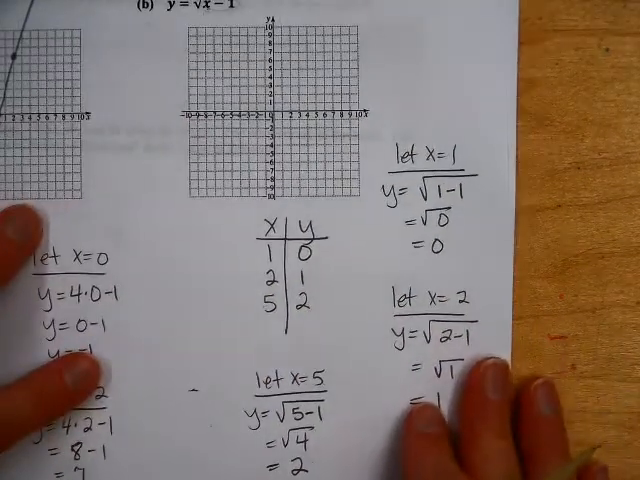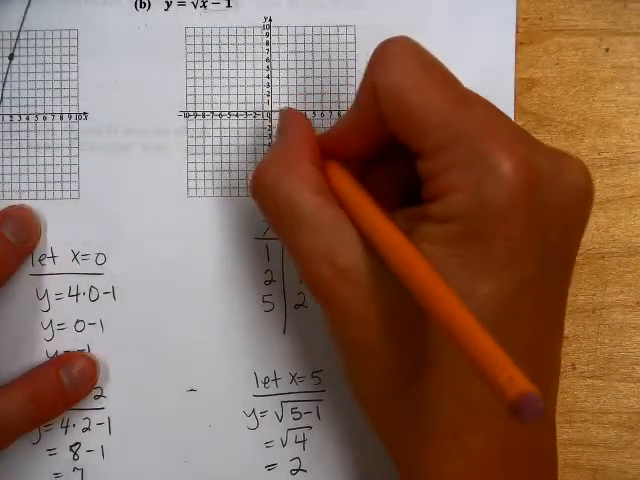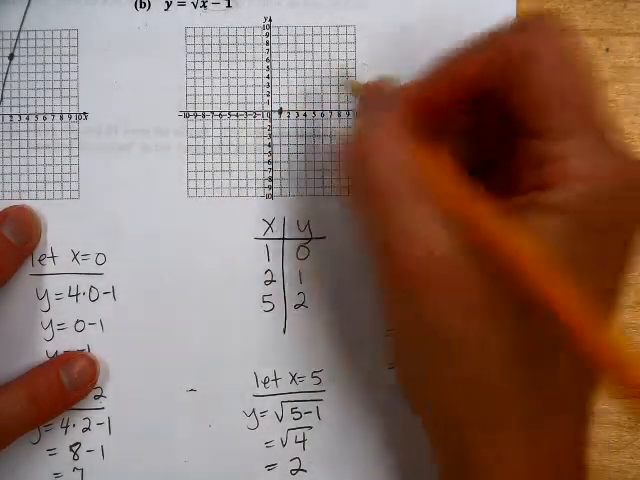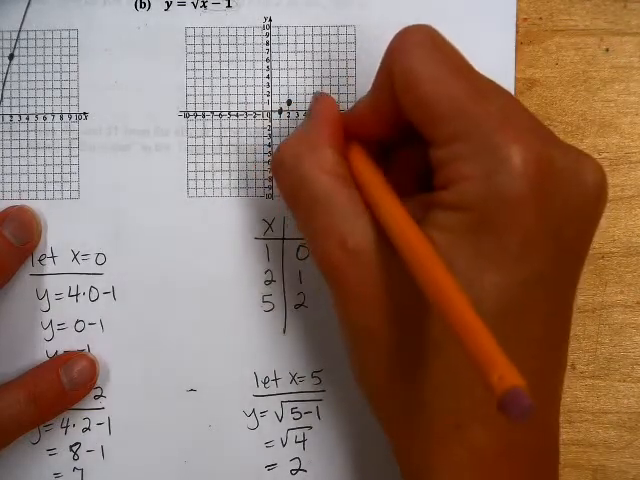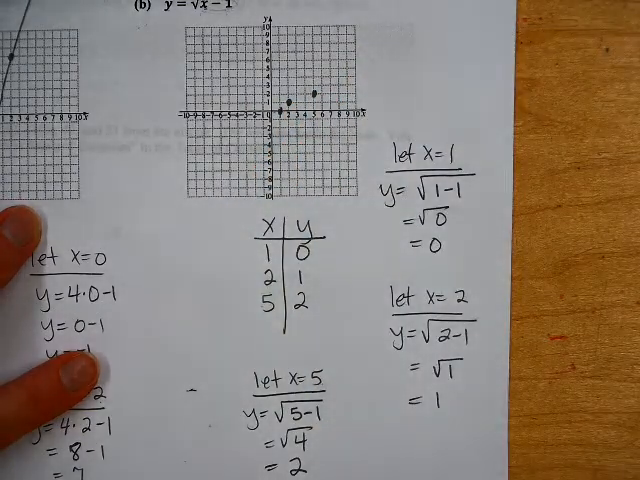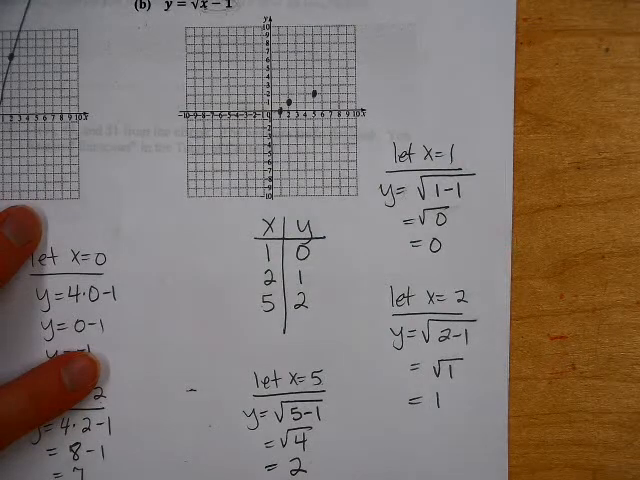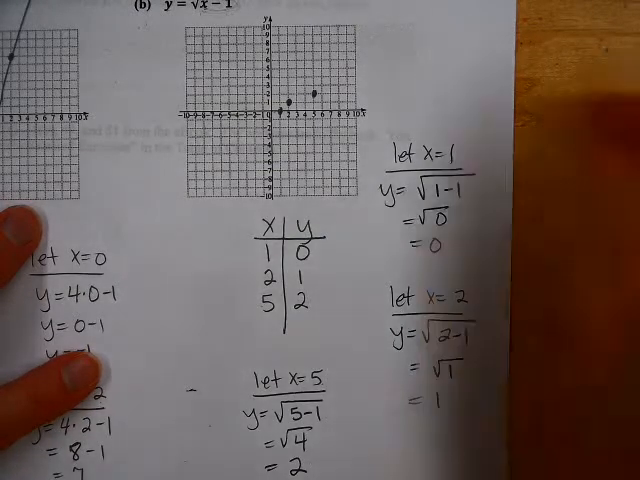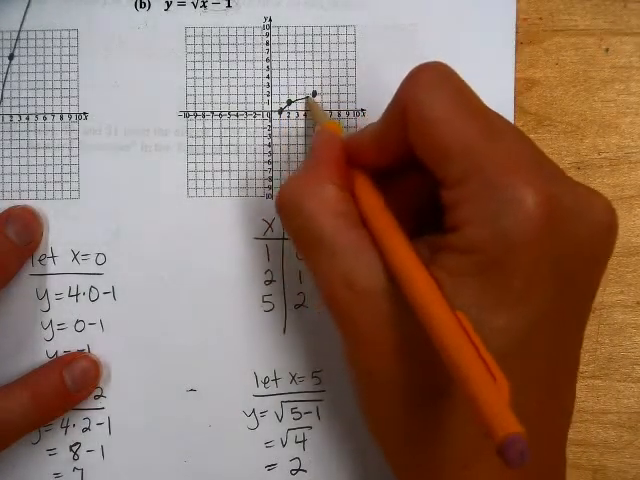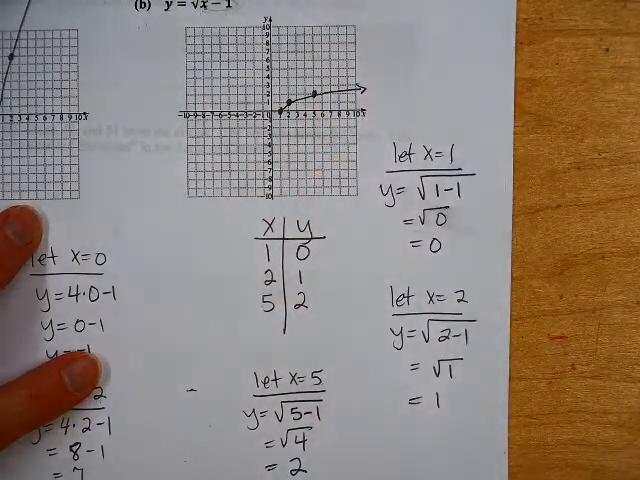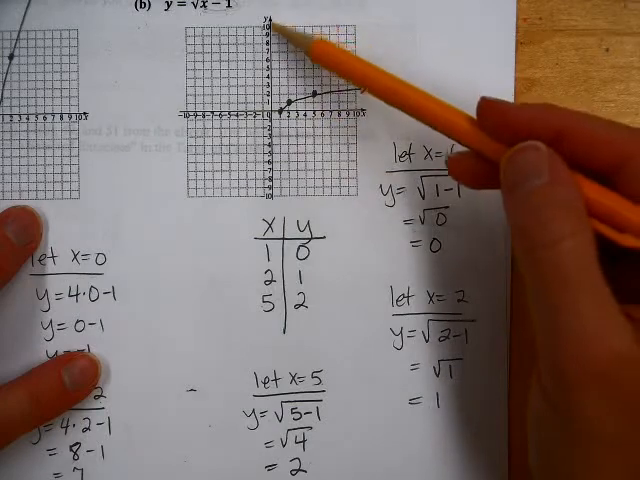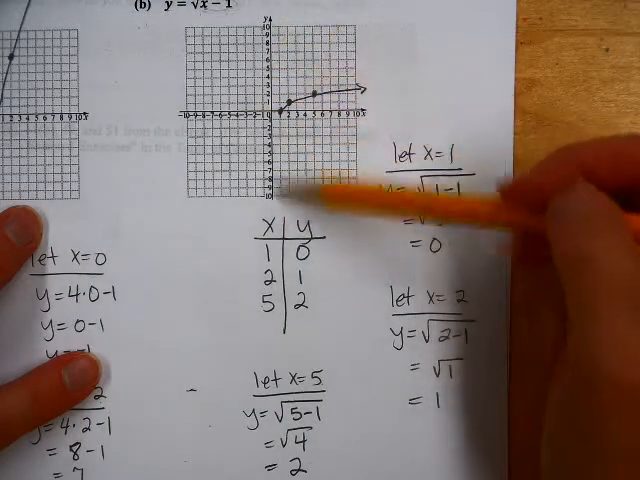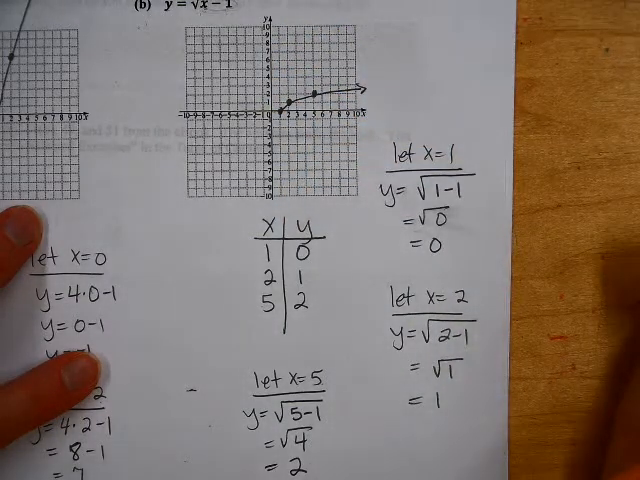Now let's plot these points. 1, 0, 2, 1, 5, 2. Hopefully you can see that this is not going to give you a straight line. It actually looks like this. Notice also it does not cross the y-axis, like I said, so therefore it does not have a y-intercept.